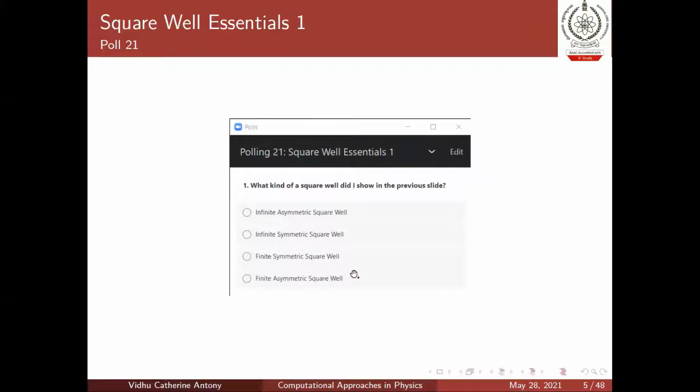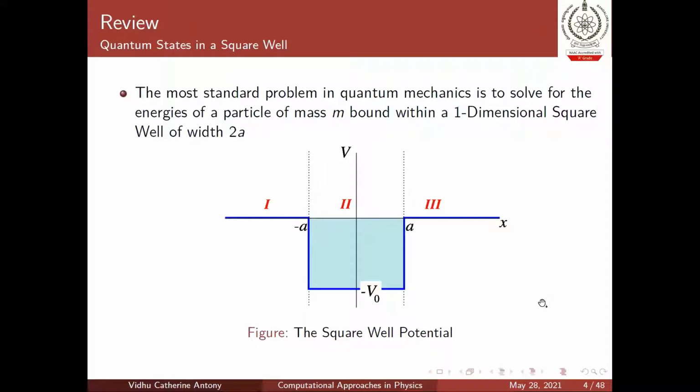Okay, what are the two things that you have to look at? Is it infinite or finite? And is it asymmetric or symmetric? So let me just show you the diagram again. If you want to look at it again, you see a minus a and an a here. You also see the depth as V naught. So the potential well has the depth V naught.